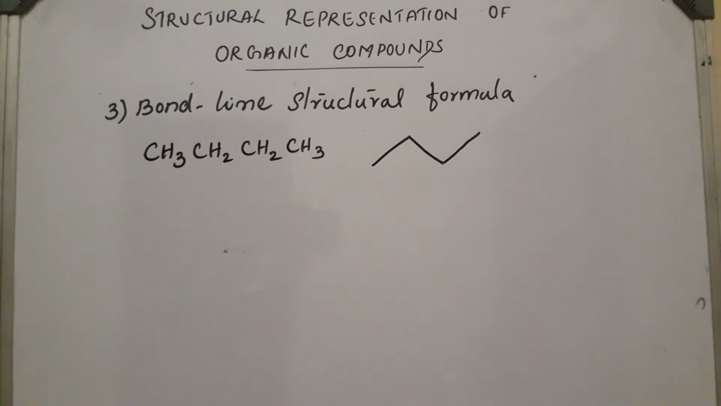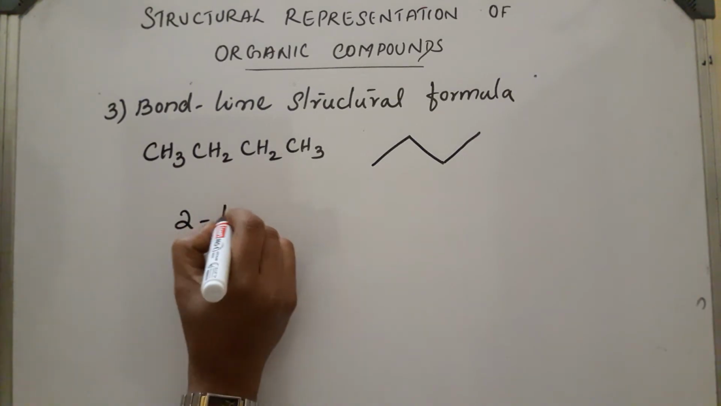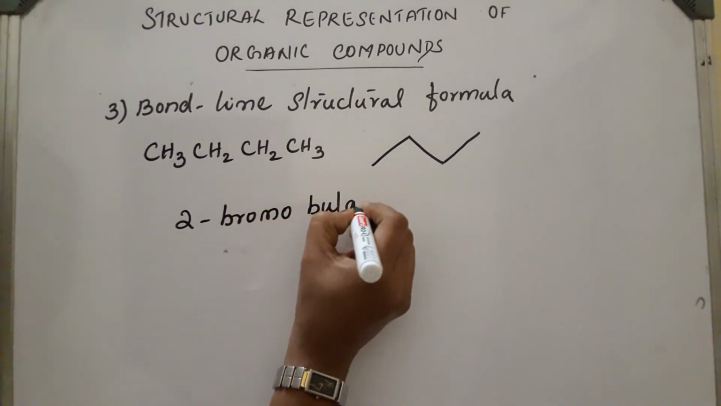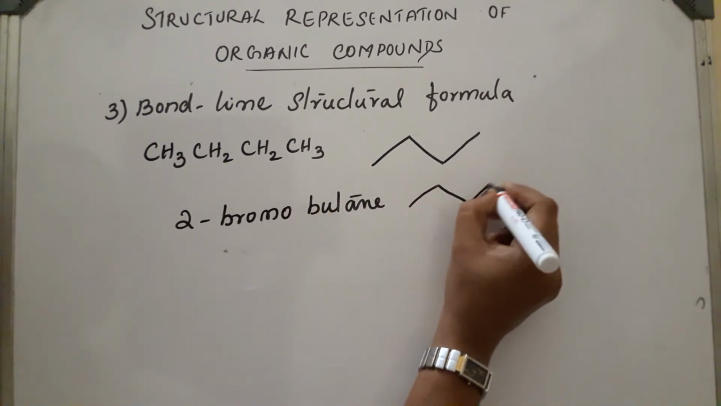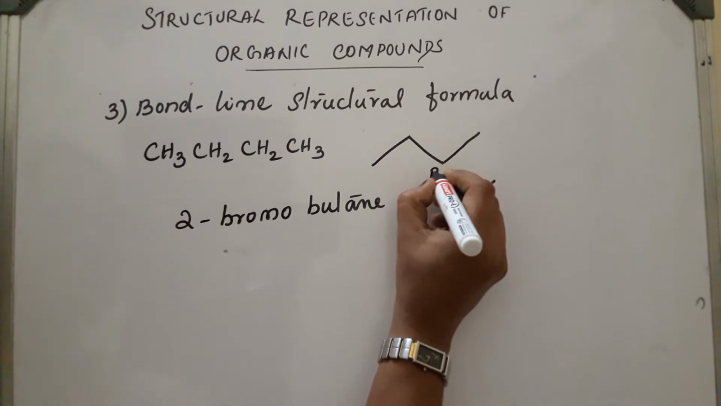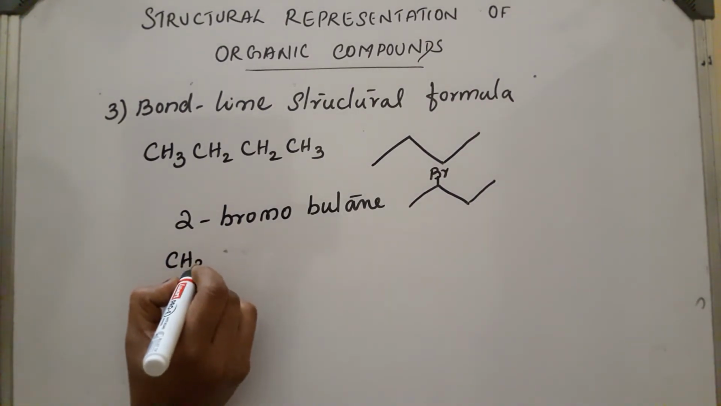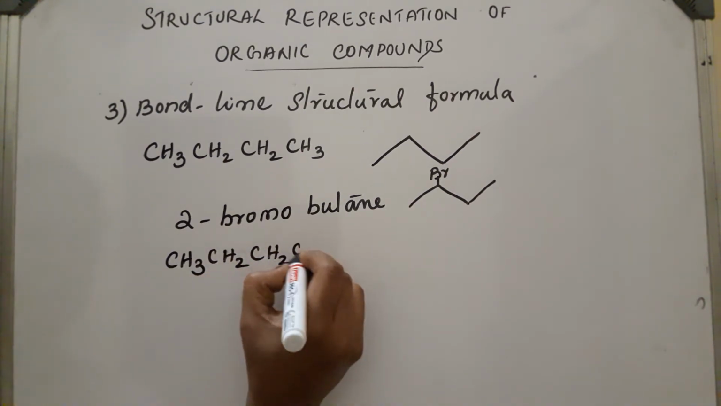Take one example: 2-bromobutane. How can we draw the structure? In 2-bromobutane, at the second position there is a bromine. We can draw it like this. Take one more example: CH3, CH2, CH2.